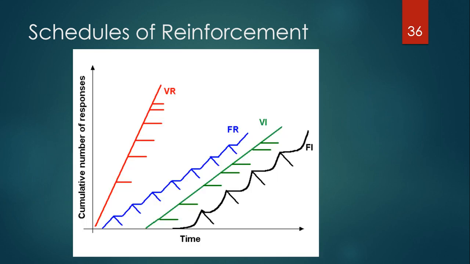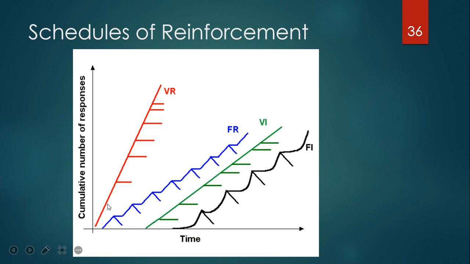All right, so what does that look like on a graph? We can break this graph down a little bit. I know it looks confusing at first. So on our y-axis, we've got cumulative number of responses. So this is the number of times that a behavior occurs. As you go towards the top of the graph, the behavior is occurring more often. Towards the bottom of the graph, the behavior is occurring less often. And then our x-axis is time.